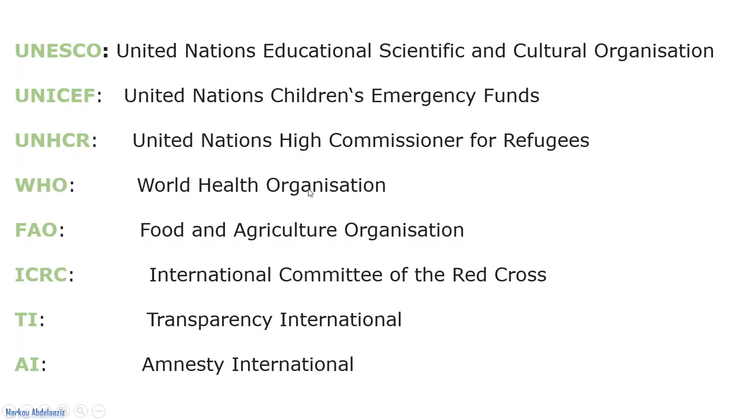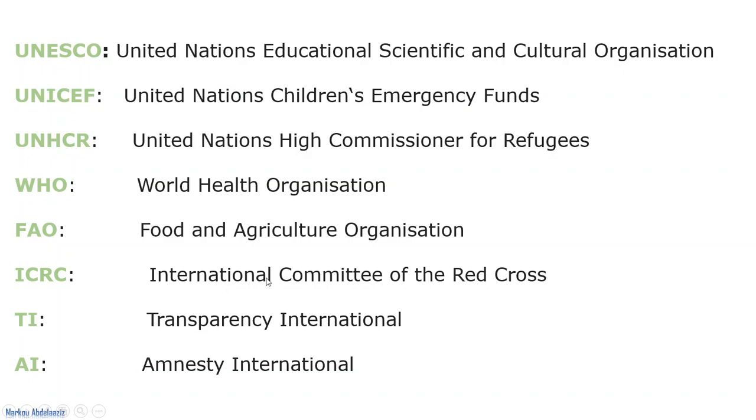WHO, World Health Organization, is the organization that gives all the information about world health, like diseases or healthcare, or what is going on with coronavirus. So the World Health Organization is trying to find a solution for diseases such as coronavirus, which is the situation right now in the world. FAO is the Food and Agriculture Organization. This organization deals with food and agriculture in all the world.